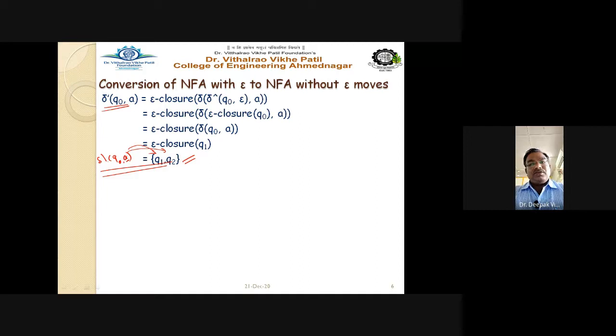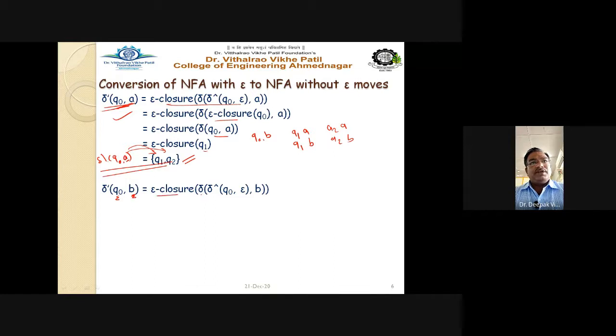Like this, we have to find all the other transitions: Q0 on A, Q0 on B, Q1 on A, Q1 on B, Q2 on A, Q2 on B. Step by step, with the same formula and the same equation. Now see here, Q0 on B. The state remains the same, and only the input is different, that is B.